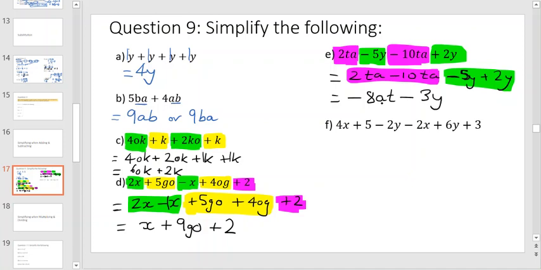So that should have been your final answer. This one was harder because we've got negatives in our answer. But if you've highlighted, in this case, the takeaway with the 5 and so on, you can't go wrong.